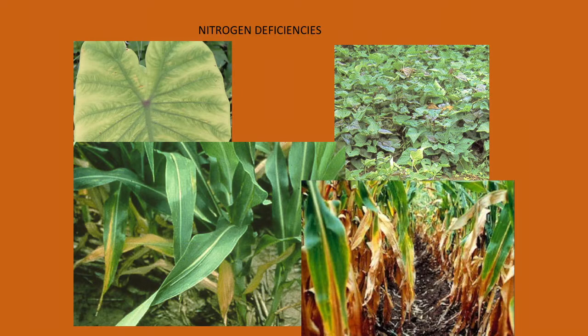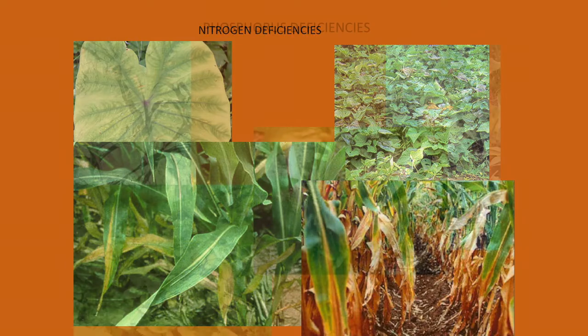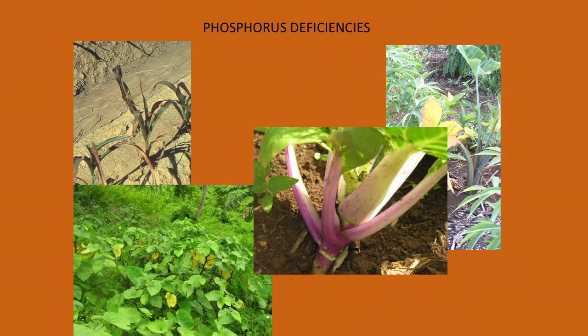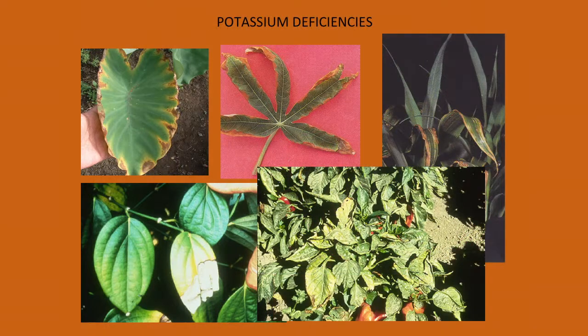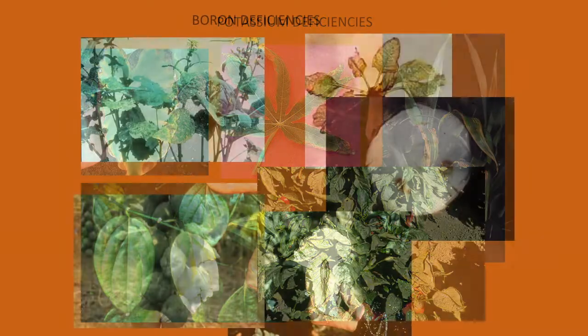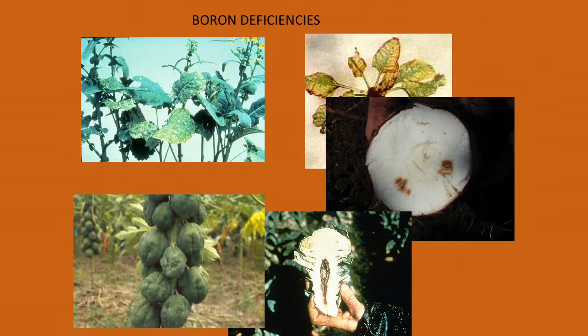We now want to focus on visual identification of nutrient deficiencies in plants and testing the plant to identify nutrient deficiencies. Nutrient deficiency symptoms appear when an essential nutrient is not available in sufficient quantity to meet the requirements of a growing plant.